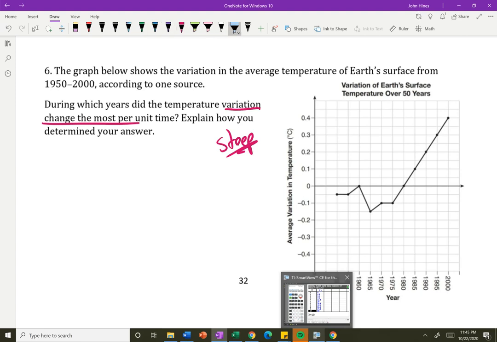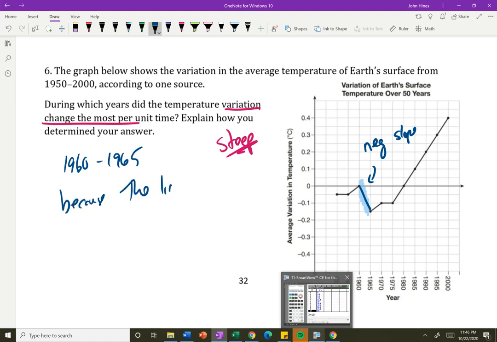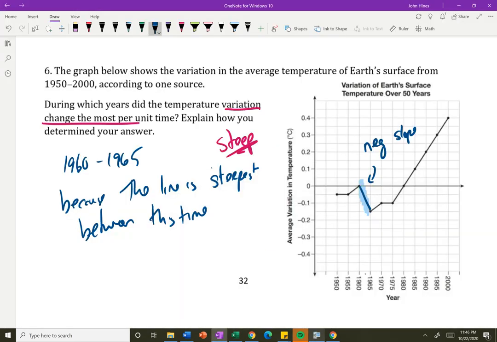Looking at this graph, that's actually the steepest part. I know it's negative. There's a negative slope here, a negative rate of change, but it's actually the steepest. So it's from 1960 to 1965 because the line is steepest between this time. That's when I had the greatest rate of change. I know it's a negative rate of change, but that's when it is the steepest.